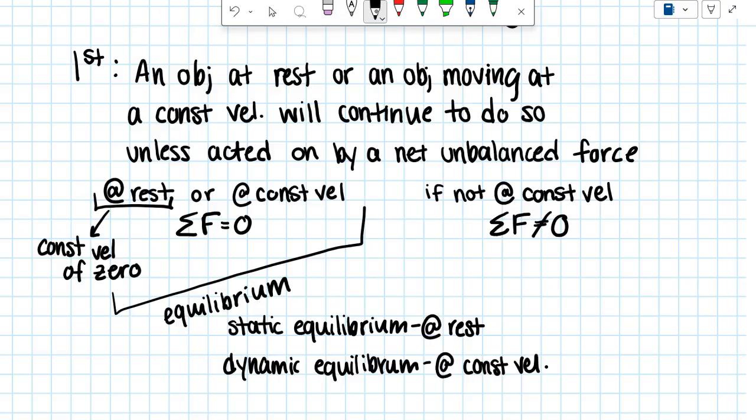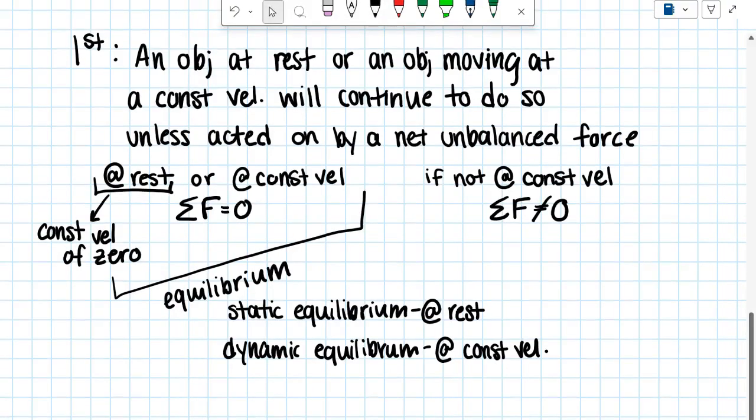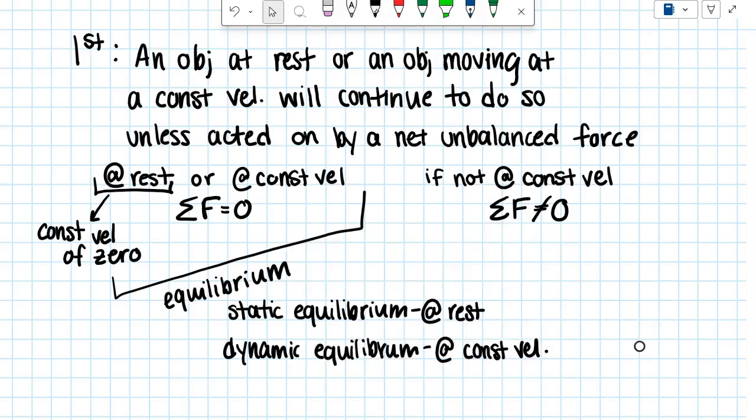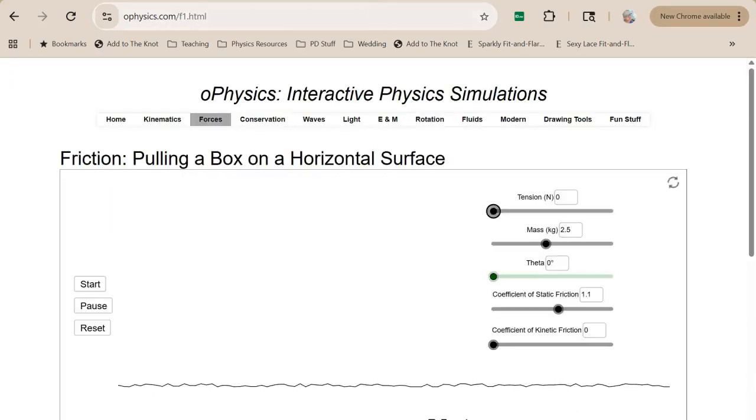Okay. Now we already know how to handle questions for things at rest. So we really also know how to handle net forces for things traveling at a constant velocity. The only thing that's going to change is the type of friction, but we will talk about that later. So let's see this in action. Okay. So we're going to go to a simulation.